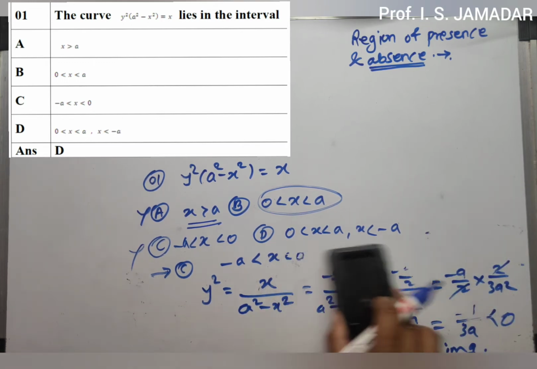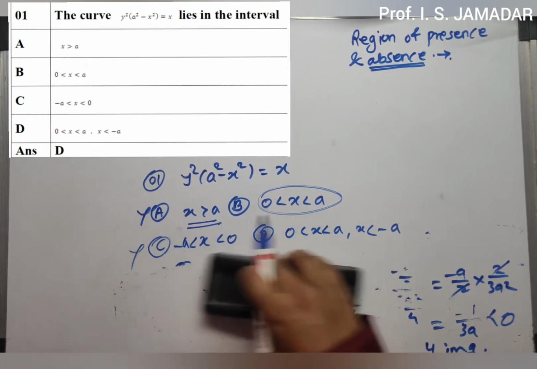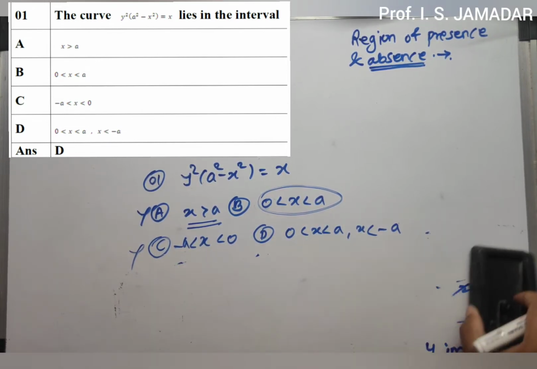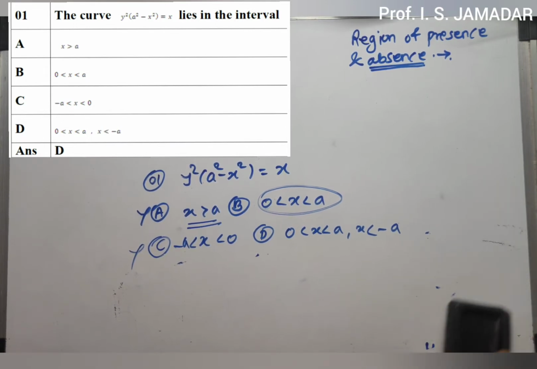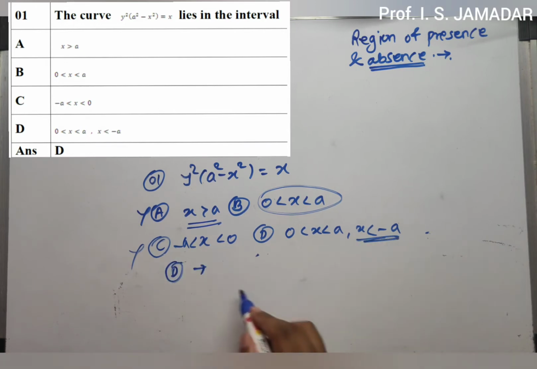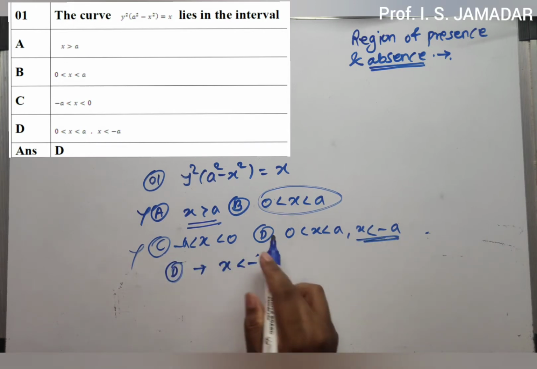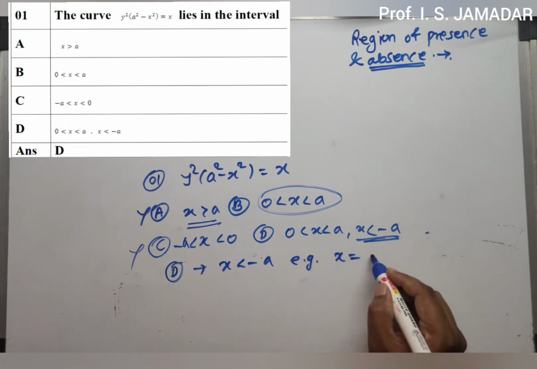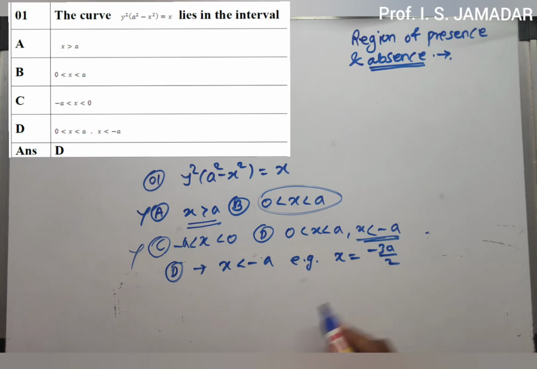So if you compare option B and option C, there is a common part, 0 less than x less than a. So we cannot conclude that only option B is correct. We have to check option D also. In option D, we have to check what happens with x less than minus a. For x less than minus a, for example, let us consider x as minus 3a upon 2.